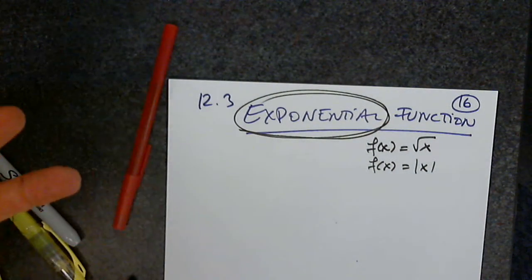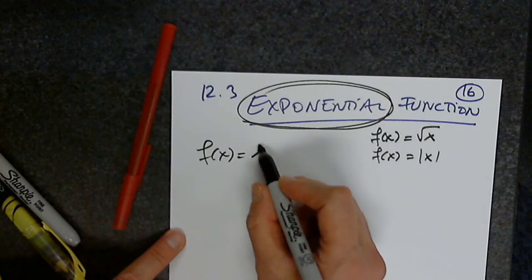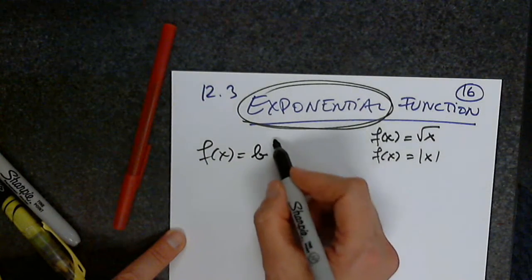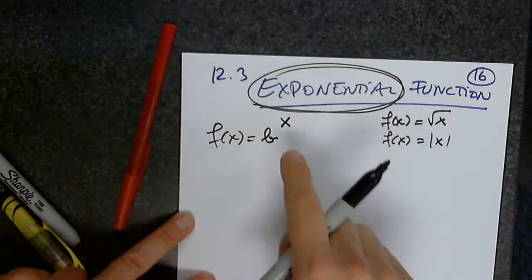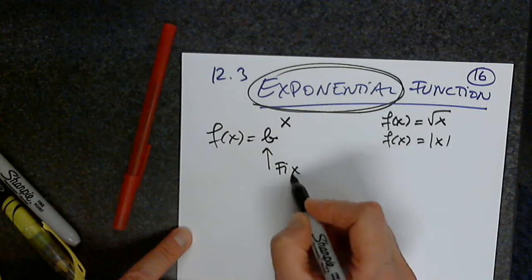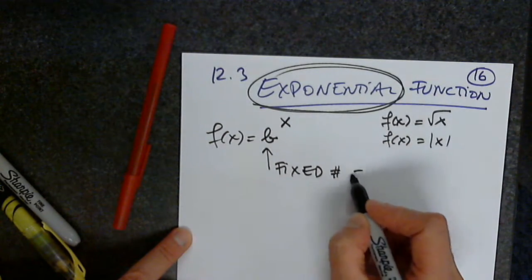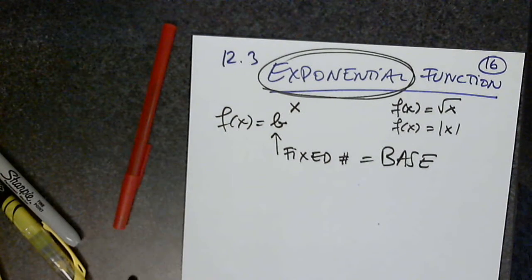So the variable is the exponent. The exponential function looks like this: a base raised to a power x. So the variable is the power. This is a fixed number, and it's the base. So the variable is the exponent. That's the reason why this function is called the exponential function.